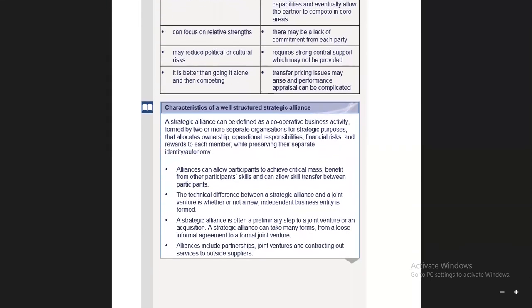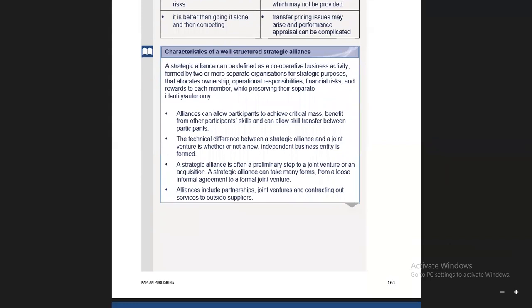Now, what is a strategic alliance? A strategic alliance can be defined as a cooperative business activity formed by two or more separate organizations for strategic purposes that allocates ownership, operational responsibilities, financial risk, and rewards to each member while preserving their separate identity and autonomy. Autonomy basically means power.